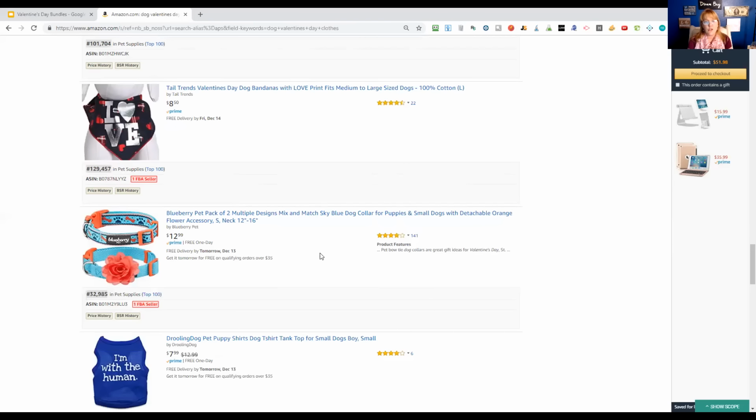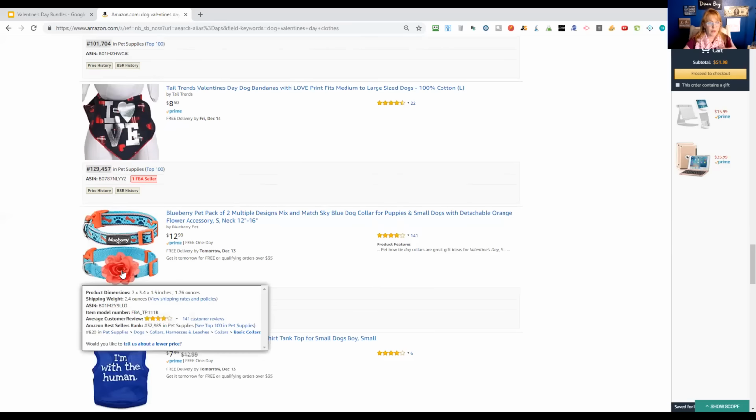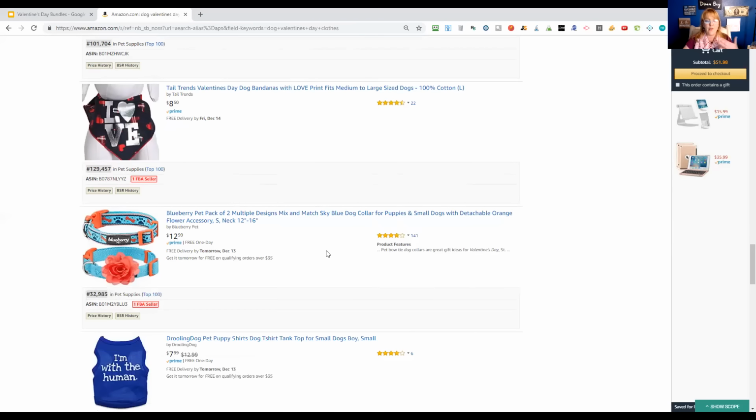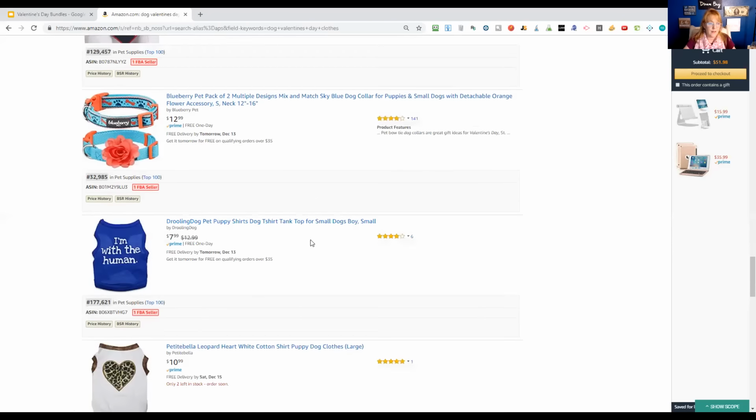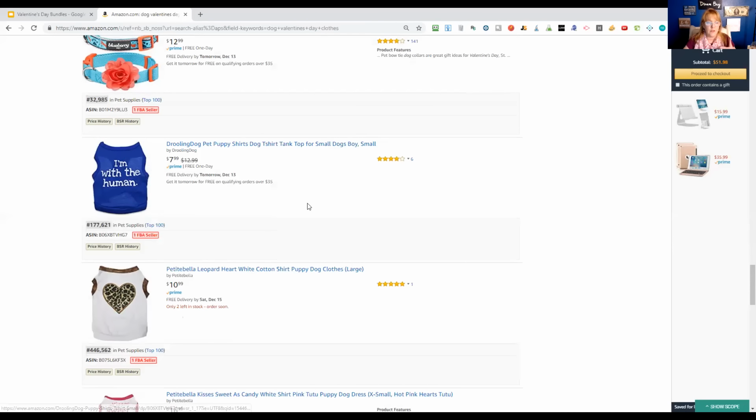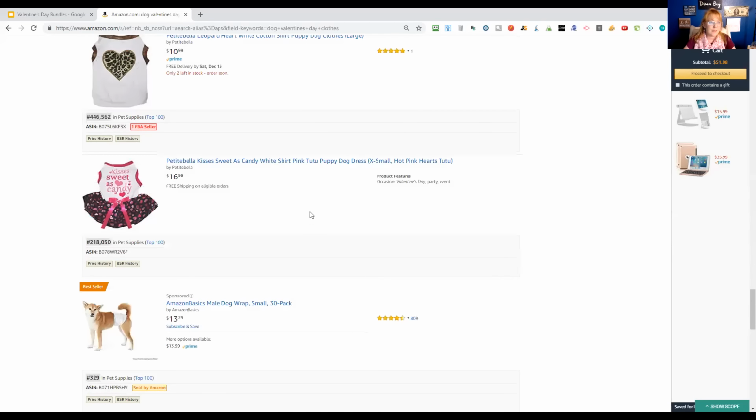A gingerbread man. So you make the bundle about having different detachable things that they can add to a monochrome collar to customize that collar based on the time of year or the holiday. There's a bundle idea. Okay, this is adorable. I'm with human. How cute is this? So there's just some cute ideas.